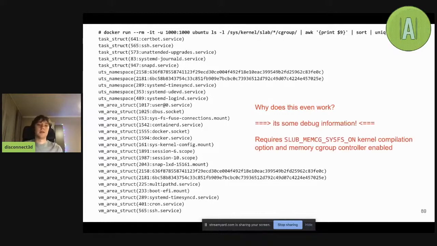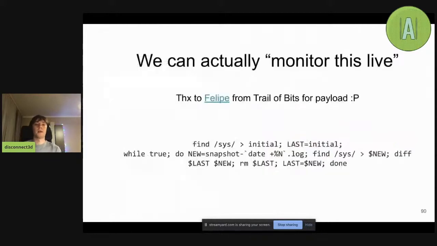This is because it's some debug information, and in order to be enabled, this debug information requires the slab memcg sysfs on kernel compilation option, and you also need the memory cgroup controller to be enabled. The latter condition, memory cgroup controller enabled, you usually have in your Linux kernel. The first condition, the slab memcg sysfs on kernel compilation option, you might not have, but if I recall correctly, Ubuntu still has it. So you might have this leak on your system.